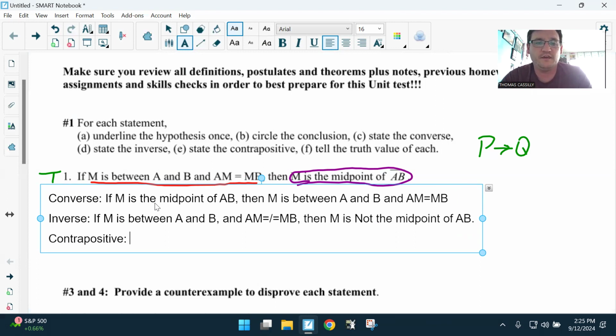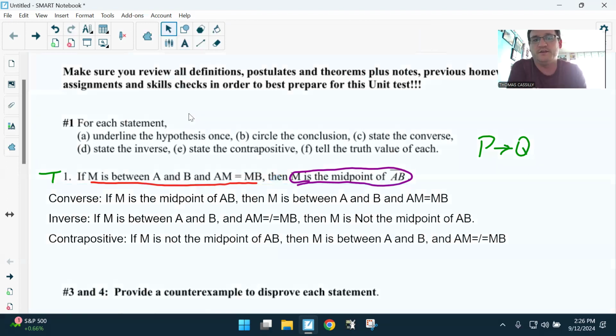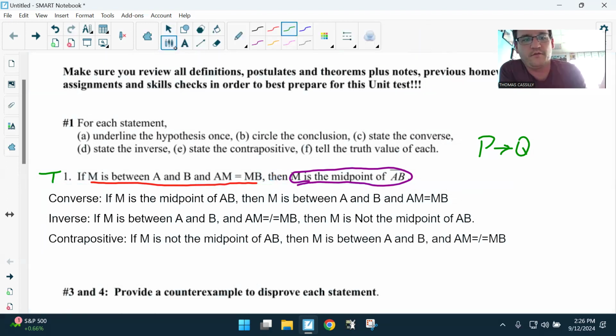The contrapositive. That one says if M is not the midpoint of AB, then M is between A and B, and AM is not equal to MB. All right. So there are the three different ways that we can write these things. All right. So now in this first one, the converse. If M is the midpoint of AB, then M is between A and B, and I would agree with that. I'd say that is a true statement.